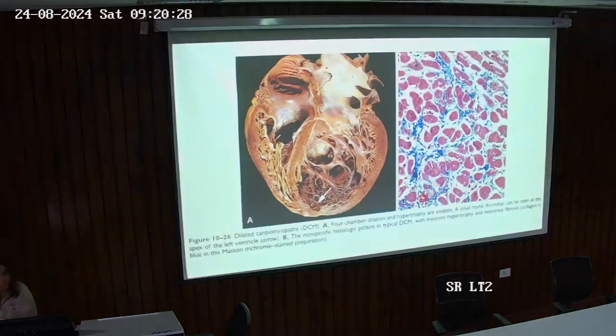Now here is the histological picture. You can see that these individual myocytes have enlarged. And what is this? What are these blue fibers? Interstitial fibrosis. This is not an H&E stained section. This is a Masson trichrome stain, that highlights these collagen fibers in between the myocytes. All right.